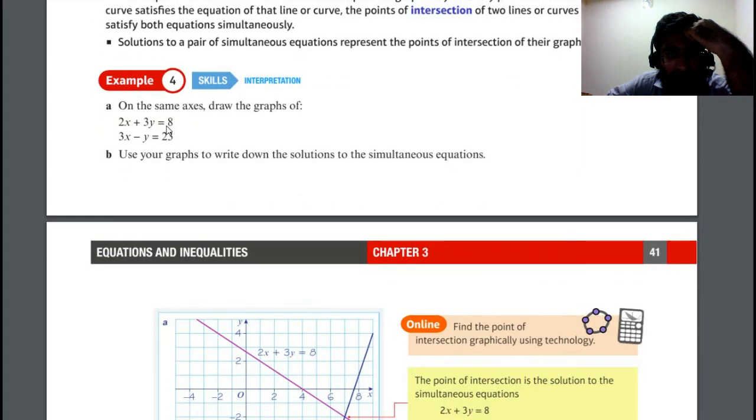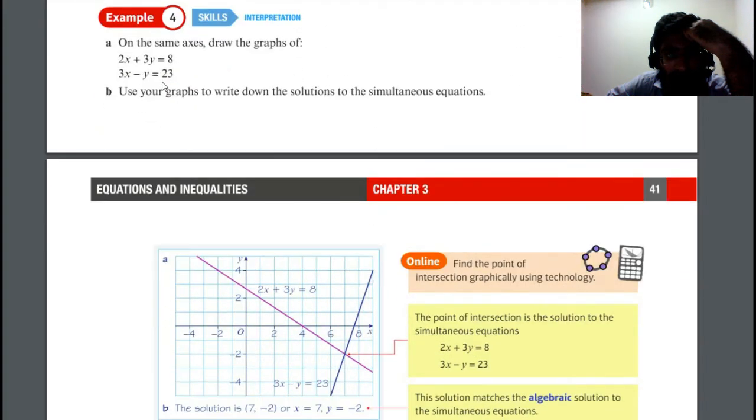Simultaneous equations on a graph. If you find the values of x and y for the two equations, it gives you the value of x and y which is common to both. Each linear equation represents a straight line.